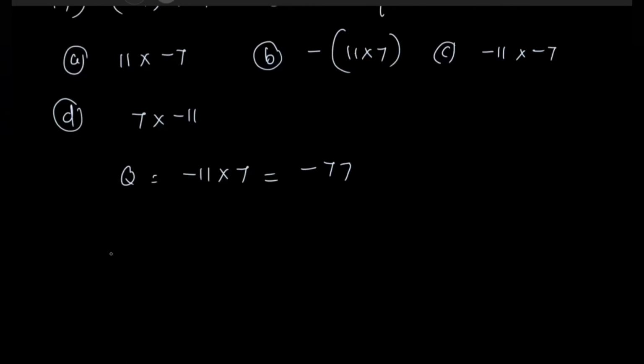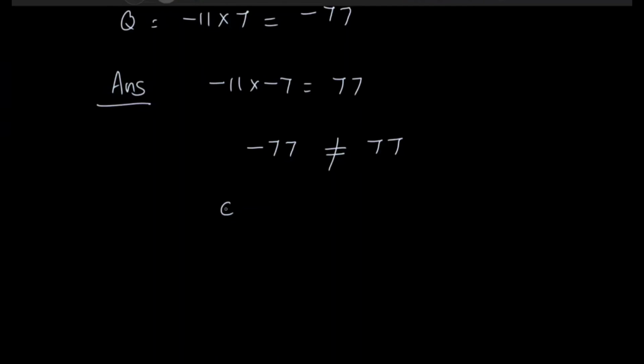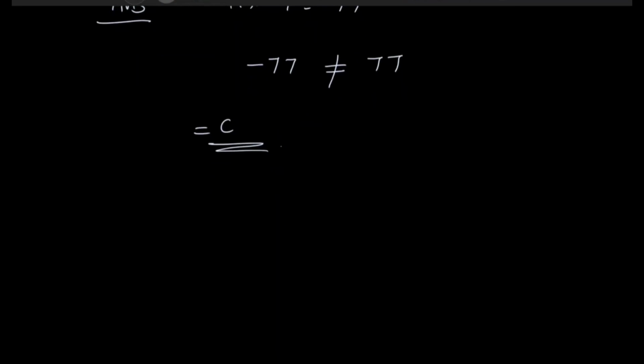But take option C, -11 into -7. Negative into negative is a positive integer, so the answer is 77. That is not equal to our -77 from the question. So our answer is C, since the question asks which is not equal.